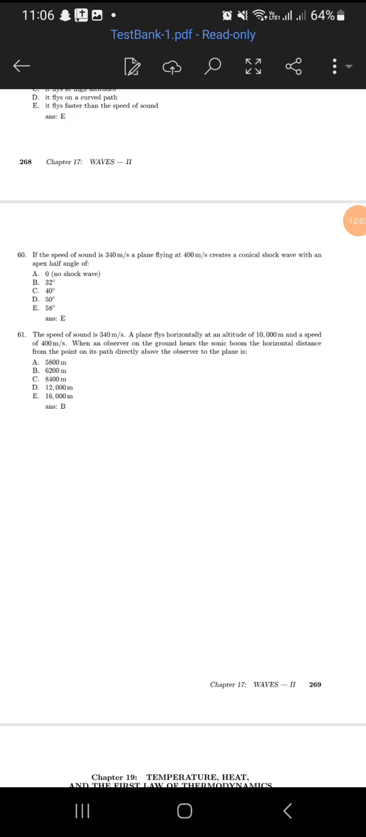A plane flies horizontally at an altitude of 10,000 meters and a speed of 400 meters per second. When an observer on the ground hears the sonic boom, the horizontal distance from the point on its path directly above the observer to the plane is b, 6.2 usually.